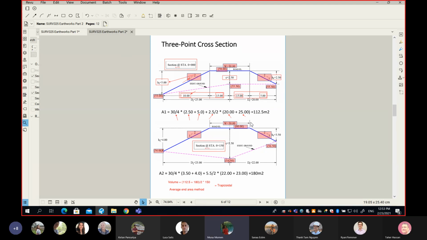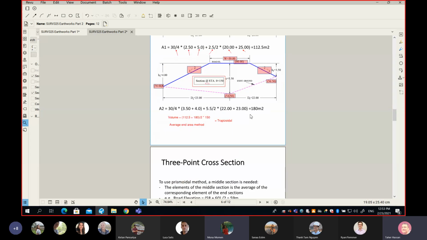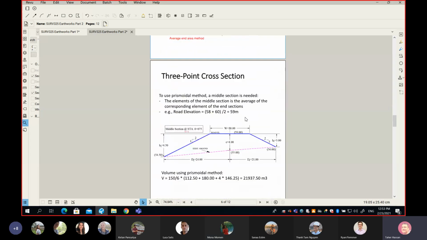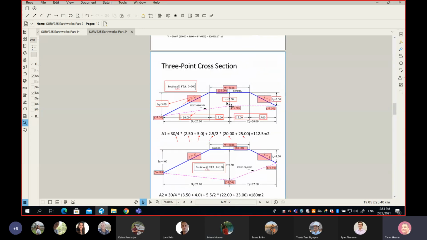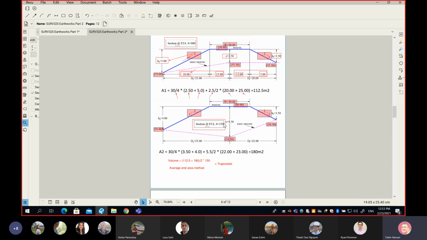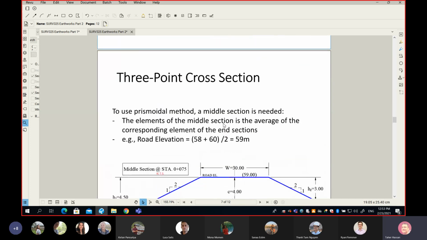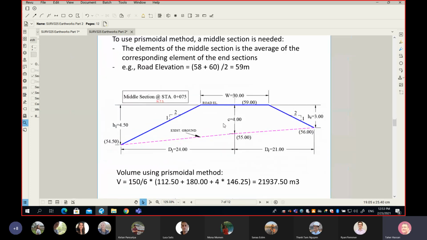Find the middle area, the middle section. So here we go, guys, look at this please. You can see here I have a section at zero and a section at 150. To apply the prismoidal formula, here is what you have to do. Number one, you need to find the middle section, which is in the middle, at 75.